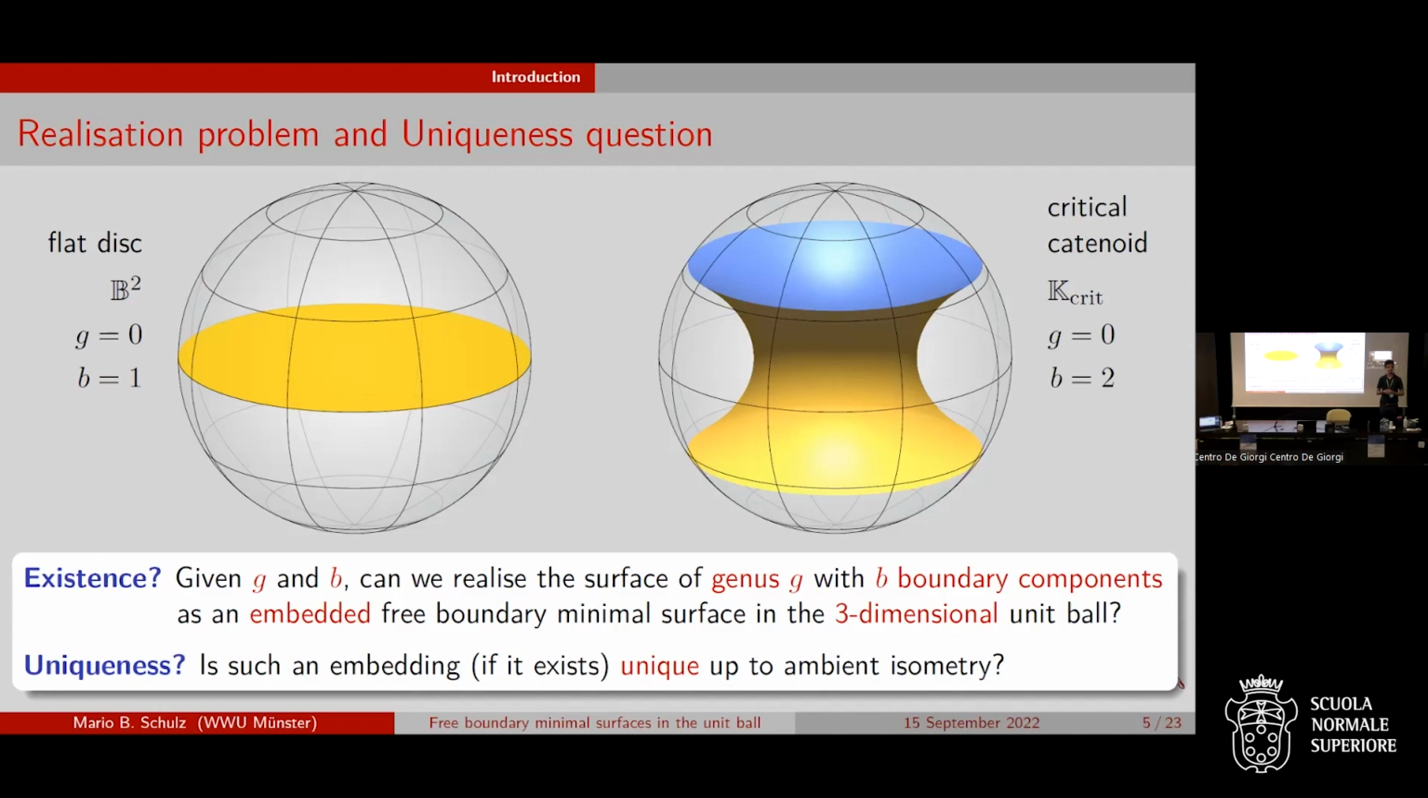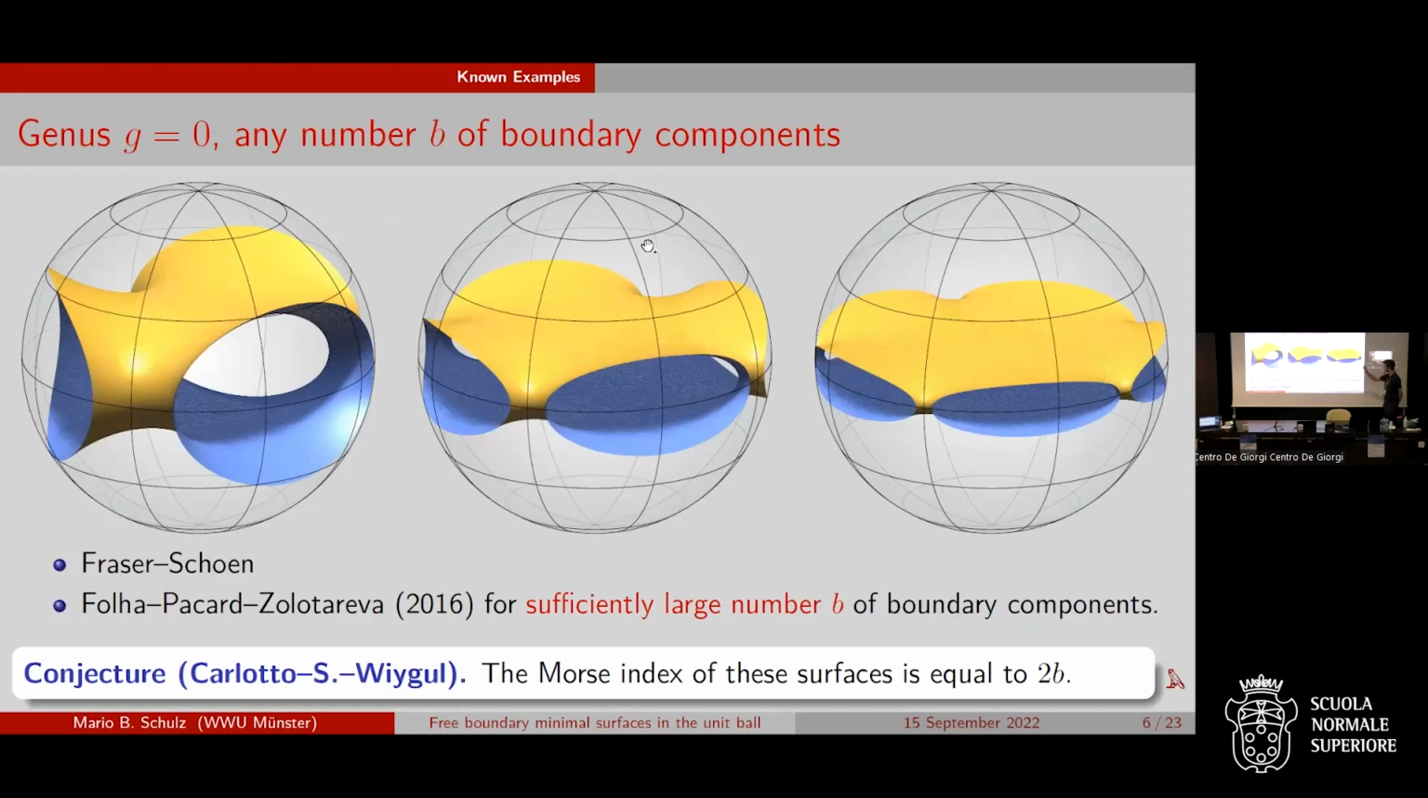But are there any other examples? That's the question I would like to discuss right now. But of course, more examples have been found in the meantime. And the first non-trivial family of these free boundary minimal surfaces has been described in the paper by Fraser and Schoen, and there's also a construction by Folha, Pacard, and Zolotareva. And this family of free boundary minimal surfaces has genus 0 and an arbitrary number of boundary components which are aligned along the equator. So these are pictures of how they look, right?